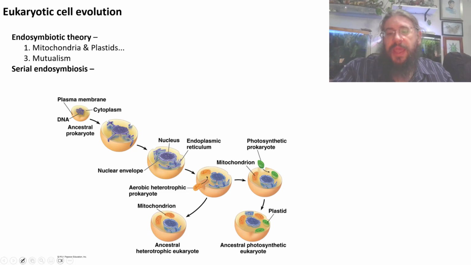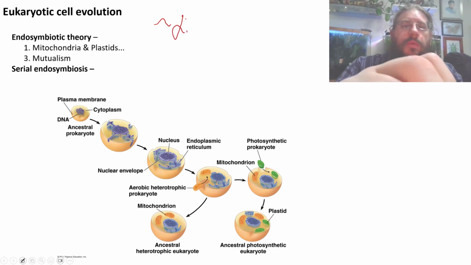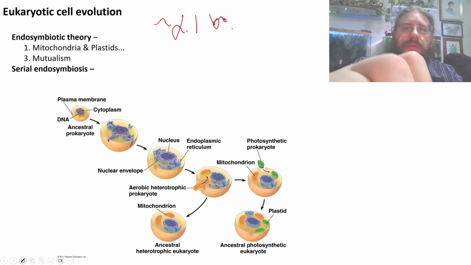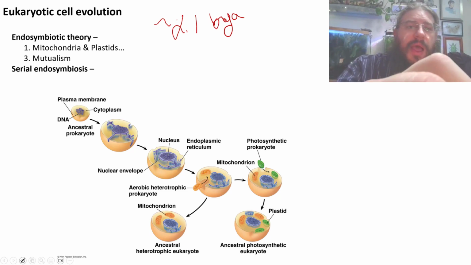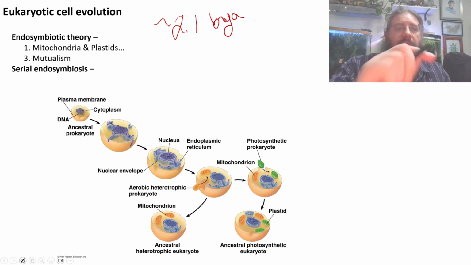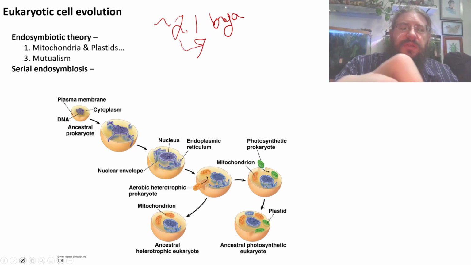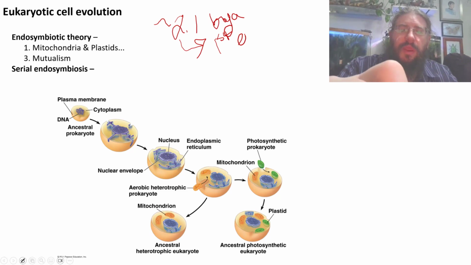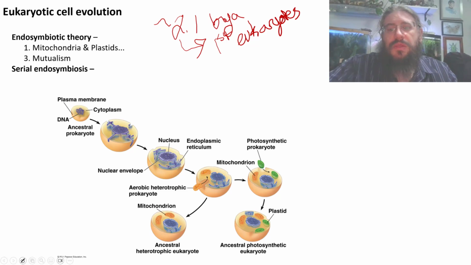Let's talk about endosymbiotic theory. Okay, so approximately 2.1 billion years ago, right? Prokaryotes were the dominant life form, and then we had the first appearance of eukaryotes. So, what did this mean? What were eukaryotes? What fundamentally produces a eukaryote?